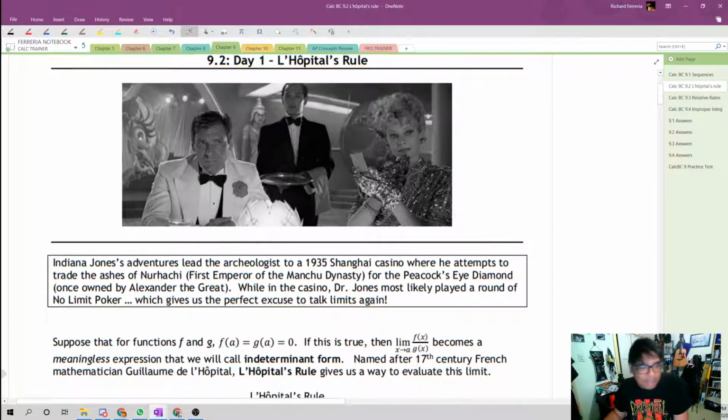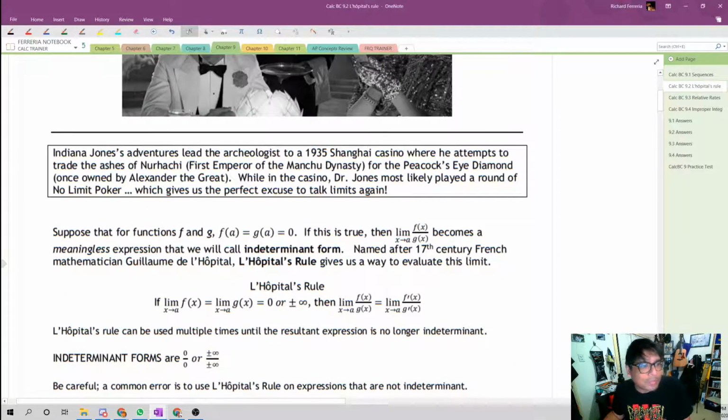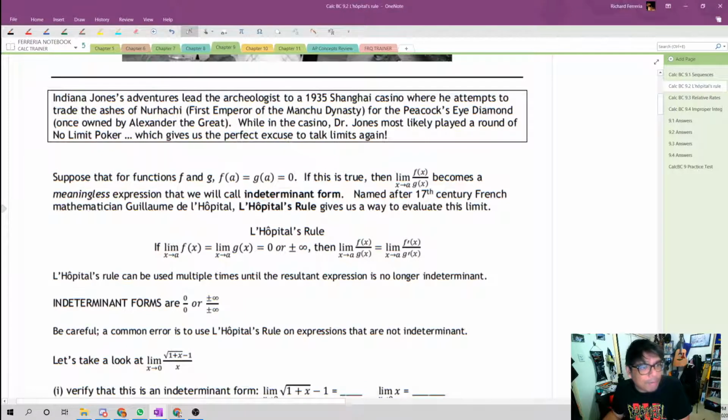I understand. Limits. Sure. Okay, suppose that for the functions f and g, if we evaluate them both at some point a, we get 0. So if this is true, then if you take the limit as x approaches a of f over g, you get basically a meaningless expression, which is 0 over 0. And that 0 over 0 is what we call an indeterminate form.